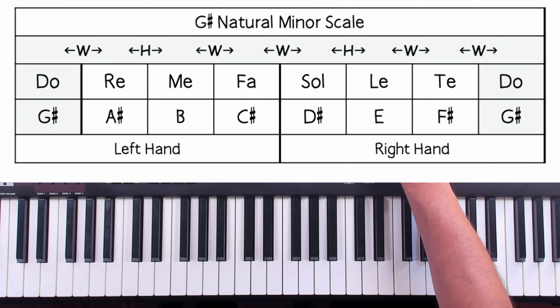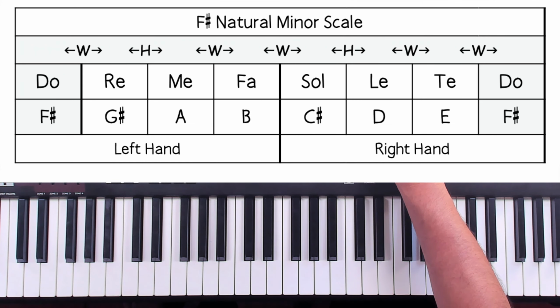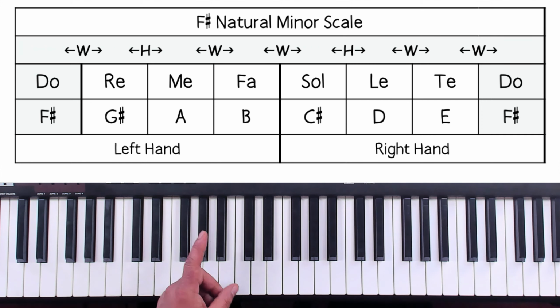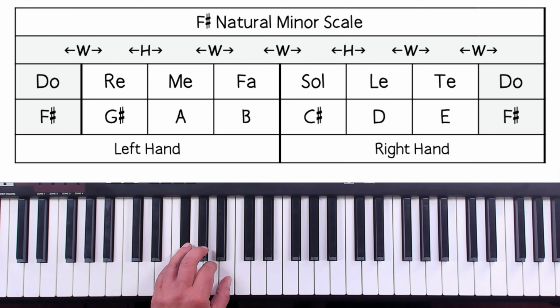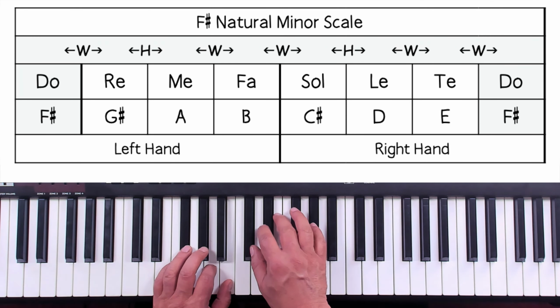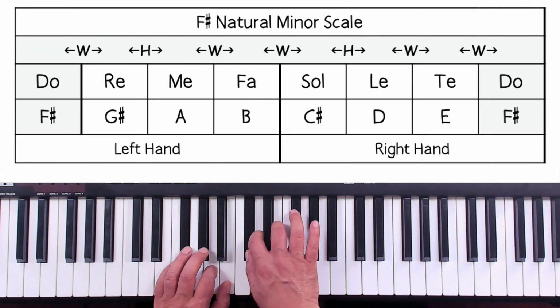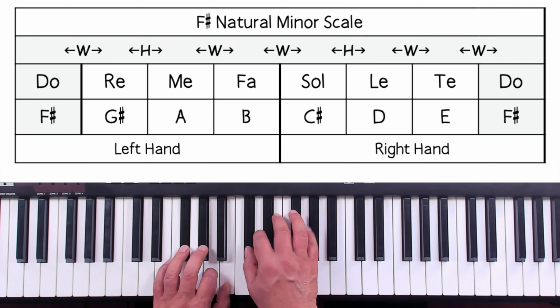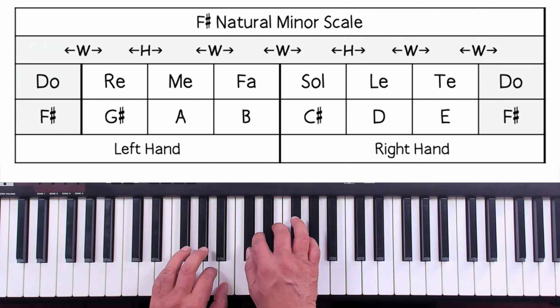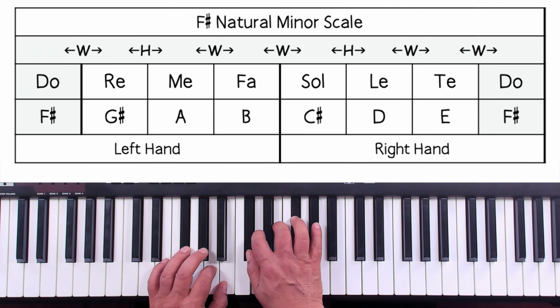How about if we go to F sharp natural minor? So we're gonna do the scale cluster, following the formula. Do, re, mi, fa, sol, le, ti, do. Now we're gonna sing. I should have sung. Do, re, mi, fa, sol, le, ti, do. And let's hold the scale, all the notes. So we have the complete scale cluster.